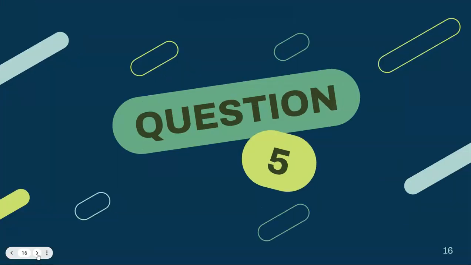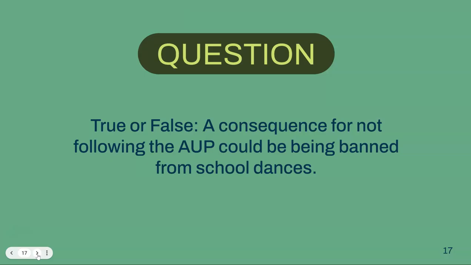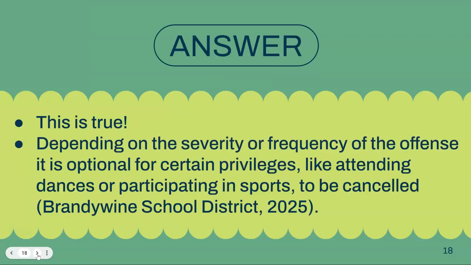Let's go to our final question for this game. True or false, a consequence for not following the AUP could be being banned from school dances. Let's think about unlocking those answers, friends. This is true. Depending on the severity or frequency of the offense, it is optional for certain privileges like attending dances or participating in sports to be canceled.